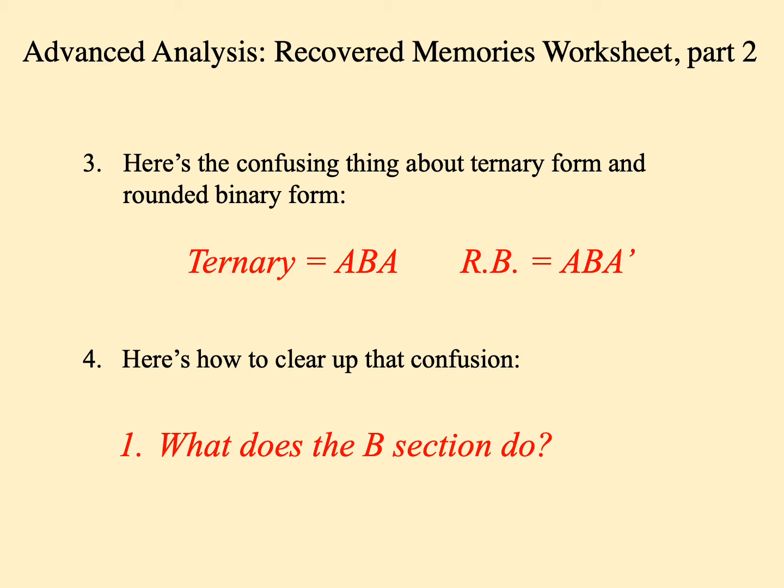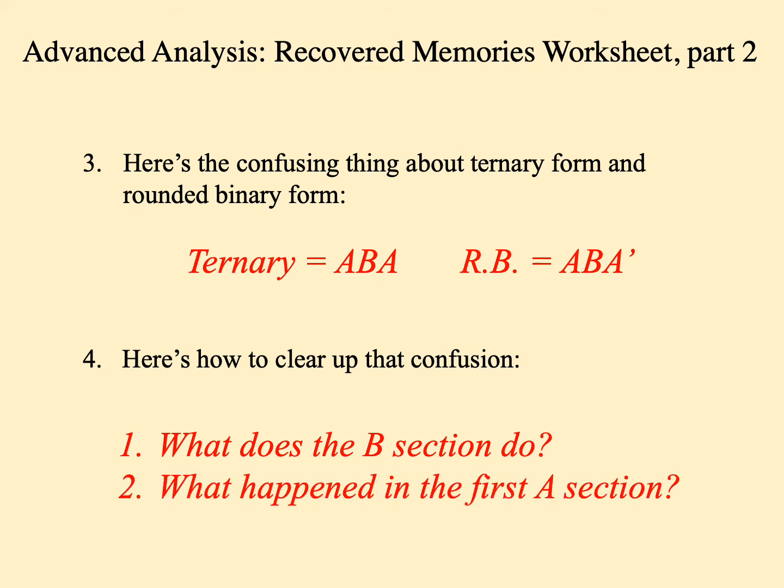And the other way you can distinguish between rounded binary and ternary is look at the first A section and see what happens. Because remember, a binary A section is going to modulate. It's going to be tonally open. If you're in A major, you're probably going to modulate to E major by the end of the A section. You're not going to end on a 1 chord in the key of A.